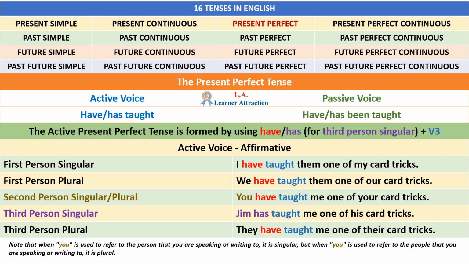Active voice, affirmative. First person singular: I have taught them one of my card tricks. First person plural: we have taught them one of our card tricks. Second person singular or plural: you have taught me one of your card tricks. Third person singular: Jim has taught me one of his card tricks. Third person plural: they have taught me one of their card tricks.